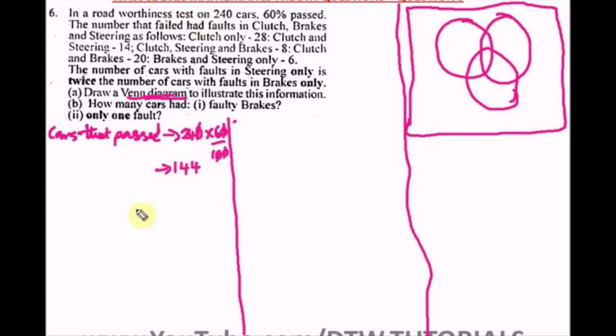So how many failed? It's simply 240 minus 144. So cars that failed, follow me closely, is 240 minus 144, which will give us 96. So our universal set, which is represented by this symbol, is equal to 96. Everything in this box must equate to 96, because we're referring to only cars that failed.